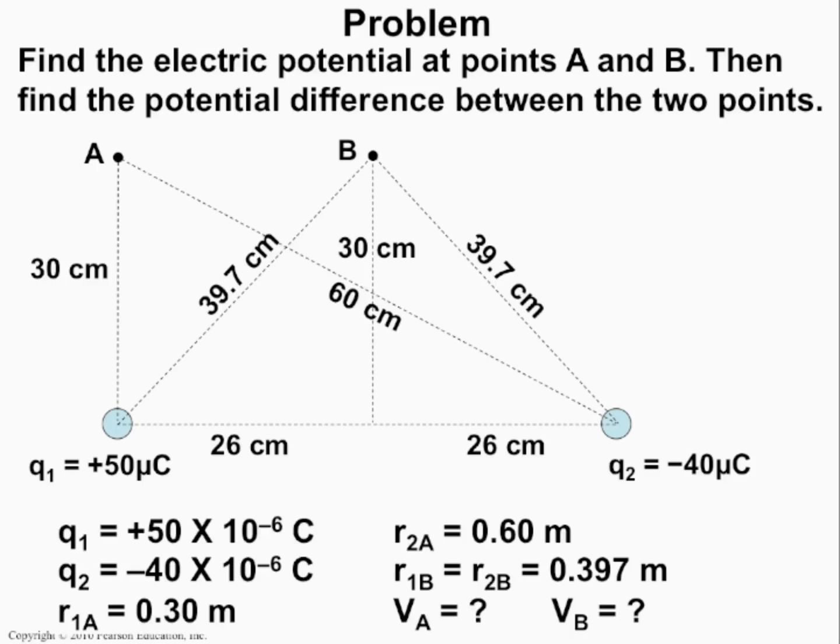All right, so going through the solution, let's write down our givens and what we're trying to find. So when you're writing down your givens, that's also a good moment to do your unit conversions. So microcoulombs is just 10 to the negative 6, so we write that out as 10 to the negative 6 with the 50 and the negative 40. 30 centimeters is just 0.30 meters, etc. So we write our givens, and we're trying to find the potential at A, VA, and the potential at B, VB.